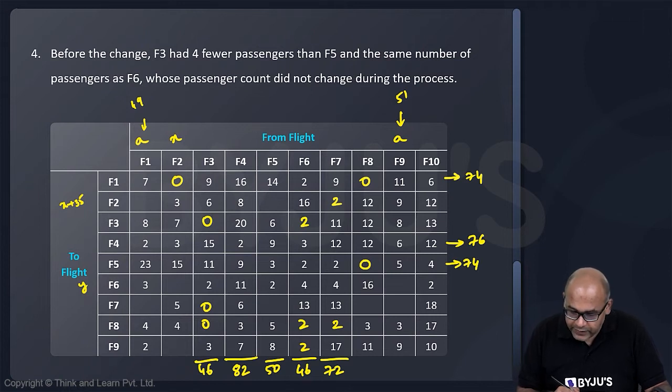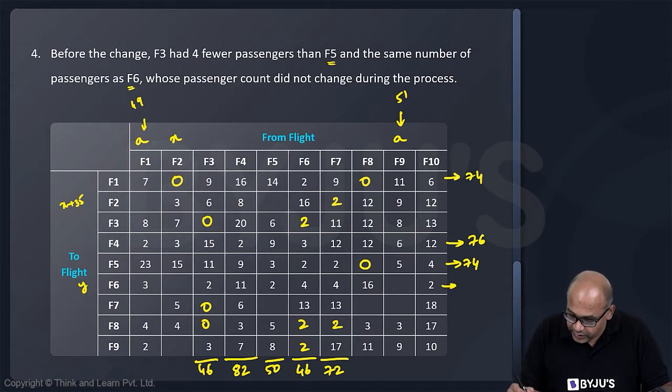No. F6 and F5 were same. Yes, we had it somewhere. What was mentioned? Before the change, F3 had 4 fewer passengers than F5 and the same number of passengers as F6. So F6's passenger count did not change. So F6 is same before and after.